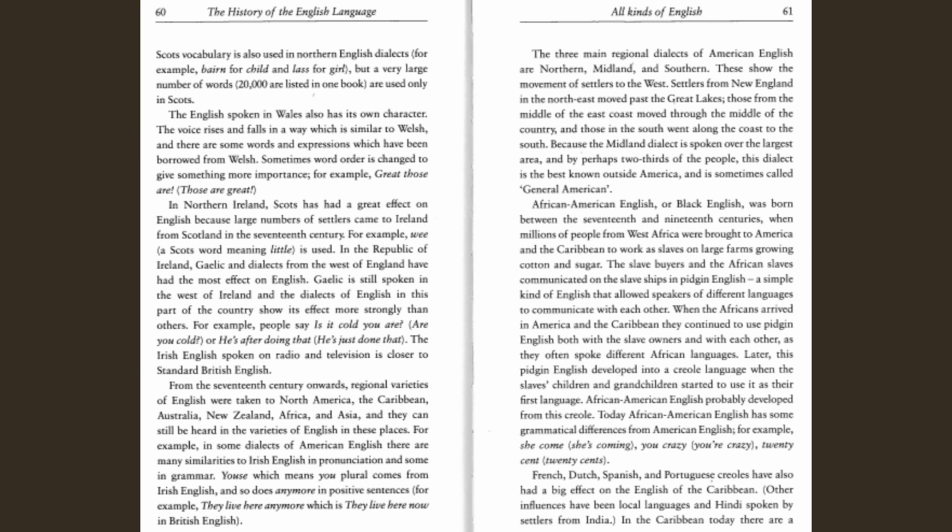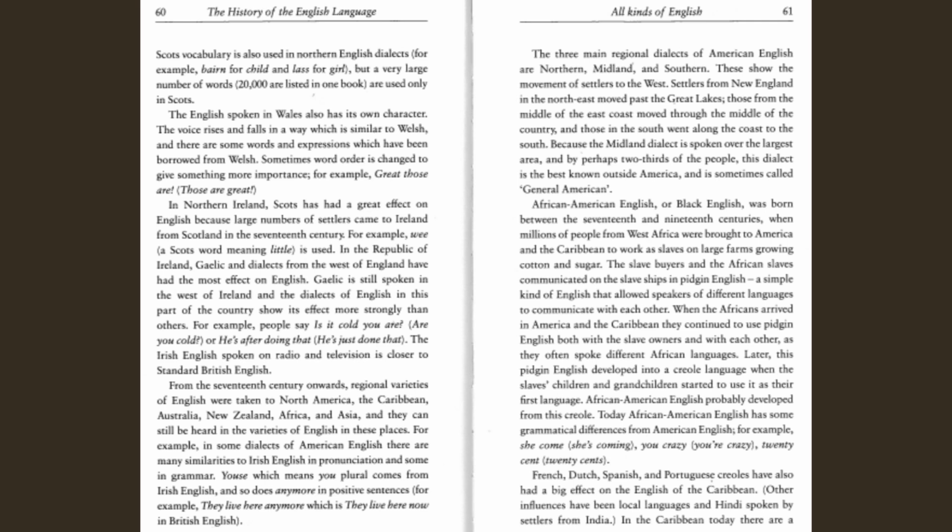African American English, or Black English, was born between the 17th and 19th centuries, when millions of people from West Africa were brought to America and the Caribbean to work as slaves on large farms growing cotton and sugar. The slave buyers and the African slaves communicated on the slave ships in Pidgin English, a simple kind of English that allowed speakers of different languages to communicate with each other. When the Africans arrived in America and the Caribbean, they continued to use Pidgin English both with the slave owners and with each other, as they often spoke different African languages.